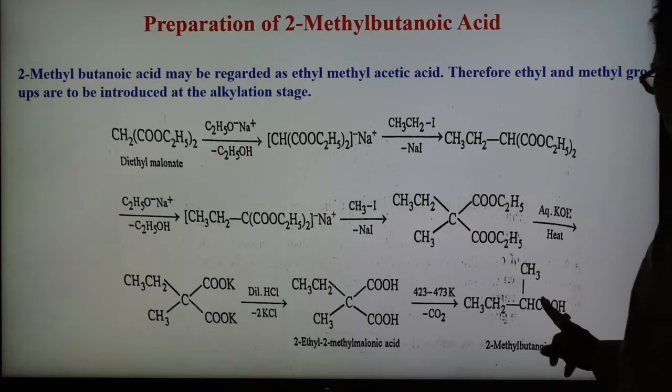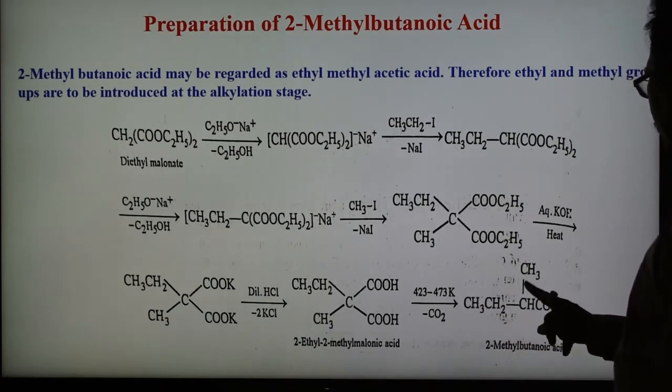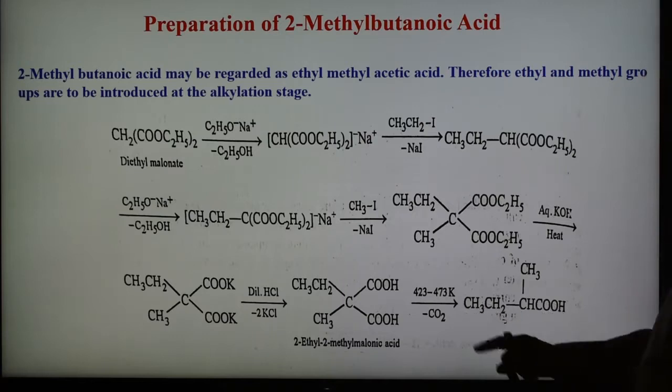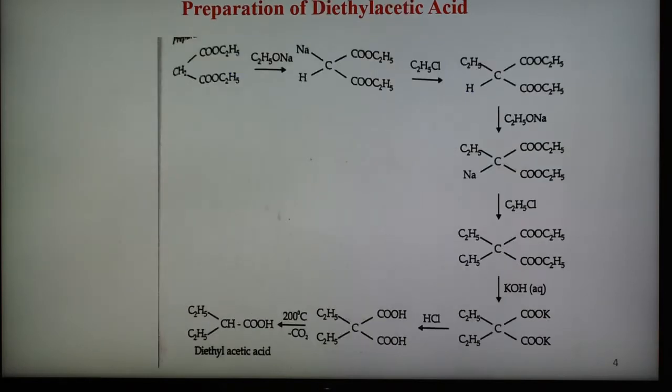In this way we get 2-methyl butanoic acid. The number of carbons is 1, 2, 3, 4, and on the 2 position a methyl is there, so 2-methyl butanoic acid. This compound can be synthesized from enolate ion formation. Again here also there are 3 steps: first step is the formation of enolate, second is the alkylation, and third is the hydrolysis and decarboxylation.